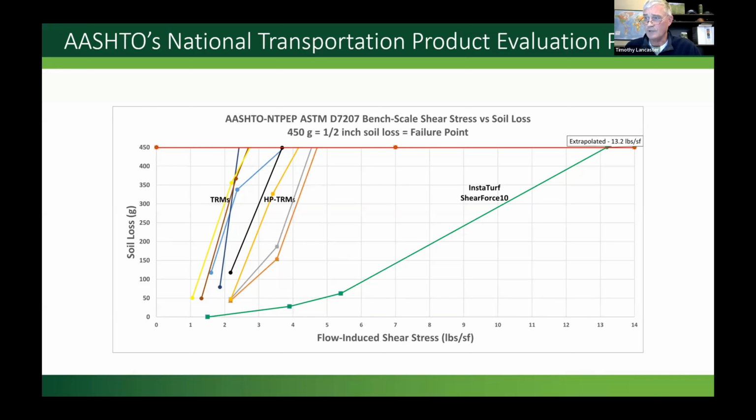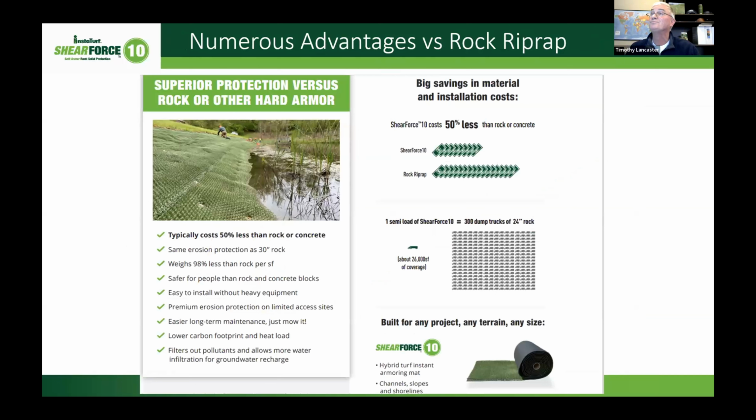Actually, the final test flow on this product was at about 5.4 pounds per square foot of shear, and the product only allowed 62 grams of soil loss. So way under the 450 gram soil loss failure point. And if you extrapolate that out to a failure point, it'd be around 13 pounds per square foot would be the permissible shear on the product, which would be not hard to believe considering how well the product did in the large scale testing without failure.